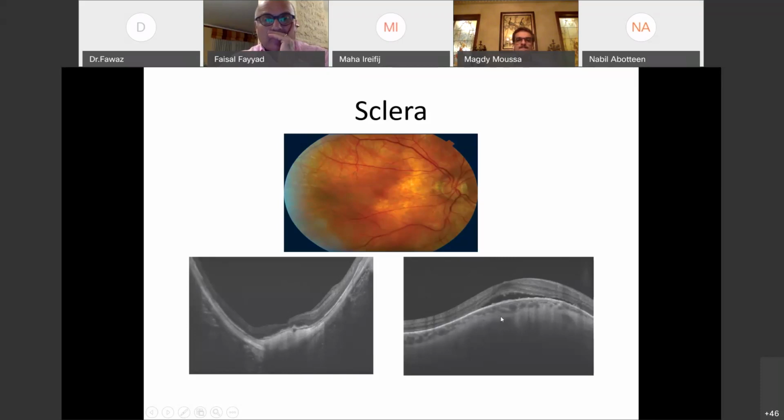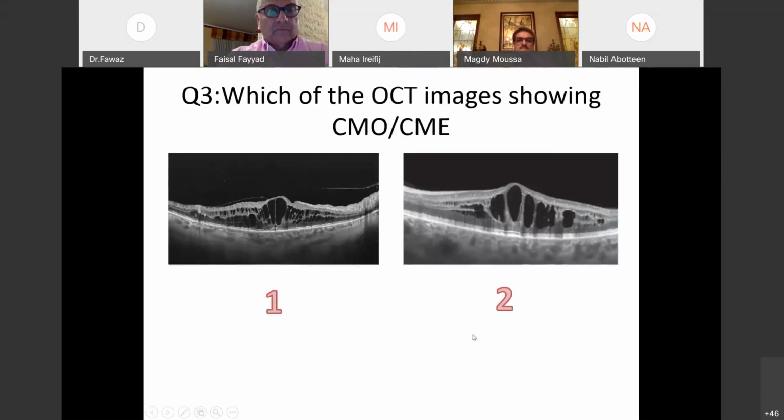Also, some diseases like choroidal tumors may cause a similar shape. So we need to keep in mind two important pathologies, the dome-shaped macula and the V-shaped macula, both of which we can find in patients with high myopia.